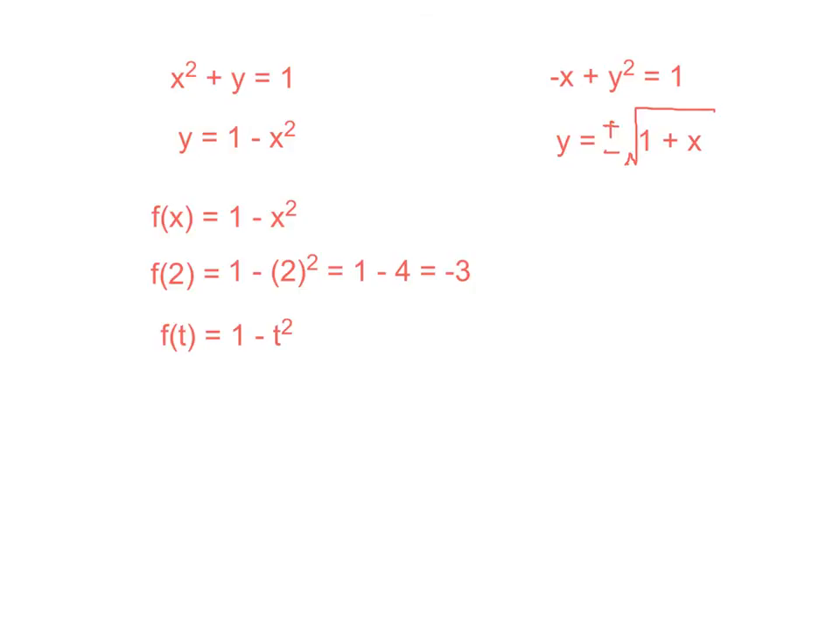Now, in calculating the value, we don't always have to have a number inside the parentheses. For example, using the same function f, I could say, well, what is f of t equal to? Well, if I plug in t for x, I would get 1 minus t squared. Or if I said f of x minus 1, that means every place in the original function where I had an x, I would substitute x minus 1. And that would simply yield 1 minus the quantity x minus 1 squared.